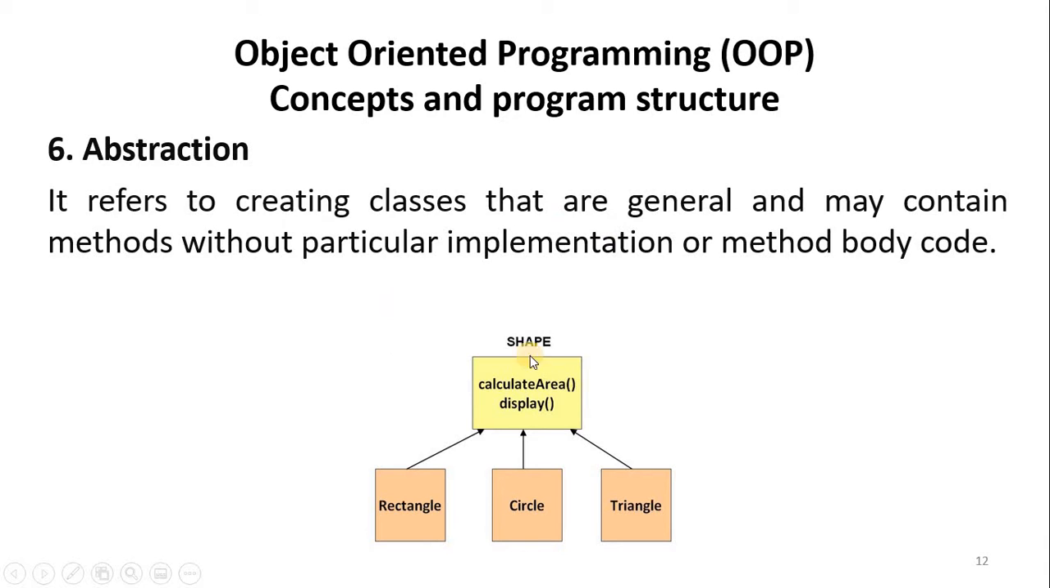For example, here we have a shape which says calculate the area and display the information. So the shape class has the methods defined here in the abstraction. The abstract class is called shape. This abstract class can be implemented in the rectangle class, or circle class, or triangle class. In all these three classes, we need these two methods: calculate the area of the rectangle, calculate the circle area, calculate the triangle area, and also show the display information.